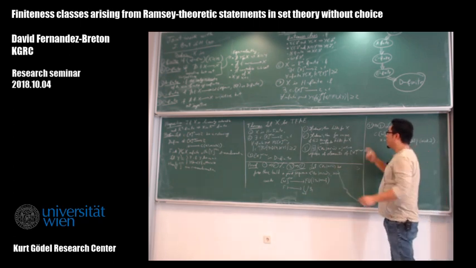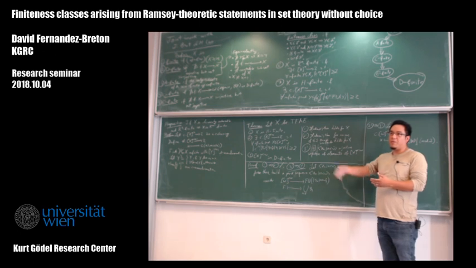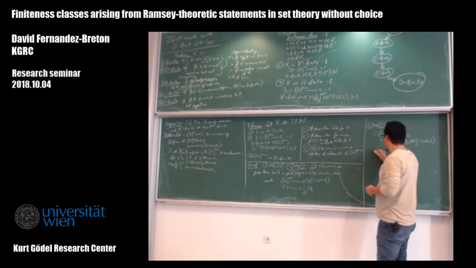And so by assumption, there's an infinite pairwise disjoint family such that all the members of the family plus all the unions of two elements of that family have the same color.